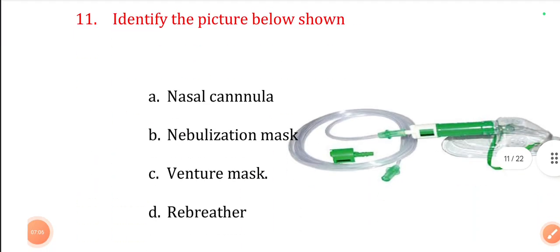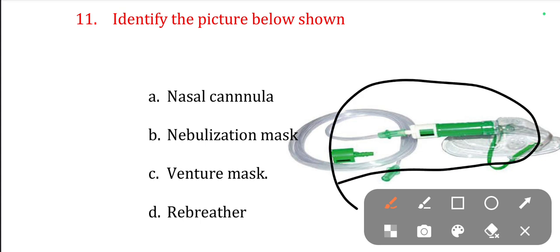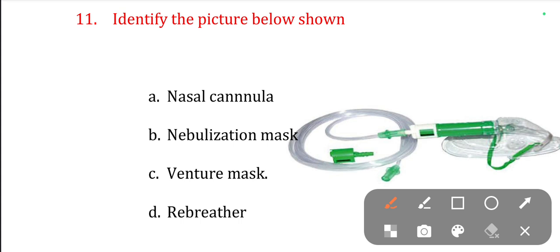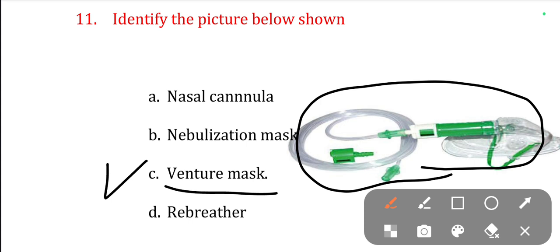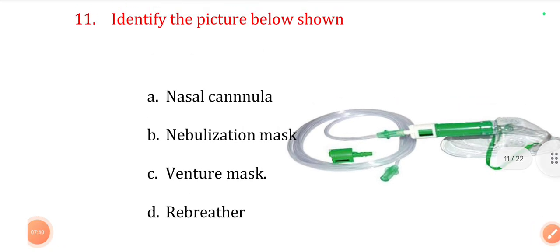The next one is identify the picture shown below. The picture you are seeing is an oxygen mask. So what is the name of this mask? Options are nasal cannula, option B nebulization mask, option C Venturi mask, option D rebreather mask. The right one is option C, Venturi mask. It is not a simple oxygen mask. It is a Venturi mask. By this mask we can give 45 to 50% of oxygen to the patient.